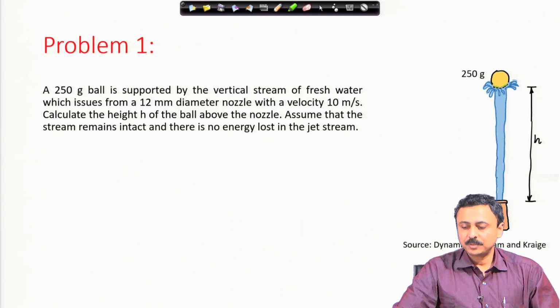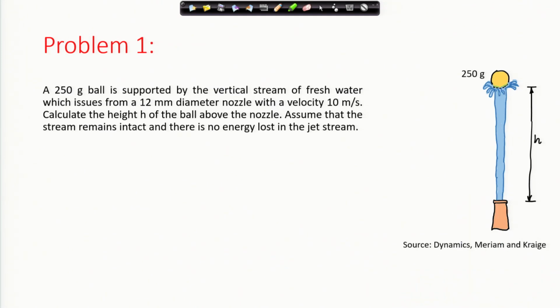This problem is sourced from the book of Meriam and Craig. A 250 gram ball is supported by the vertical stream of fresh water which issues from a 12 millimeter diameter nozzle with a velocity of 10 meter per second. Calculate the height h of the ball above the nozzle. Assume that the stream remains intact and there is no energy lost in the jet stream. These kinds of systems you might have seen in amusement parks. This ball, because of the water flow, remains suspended at a particular height.